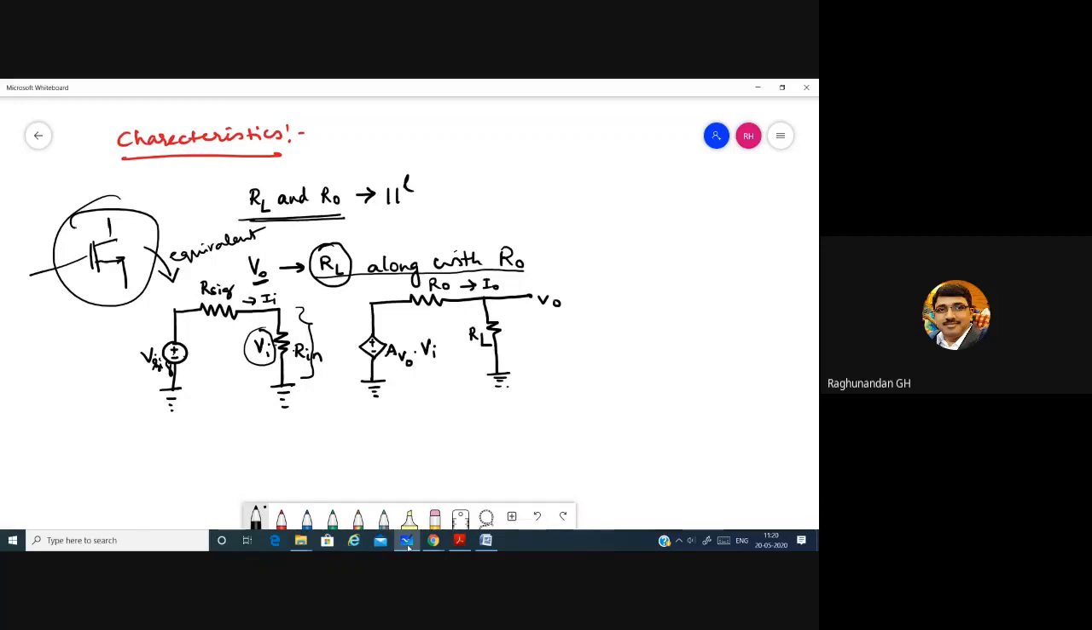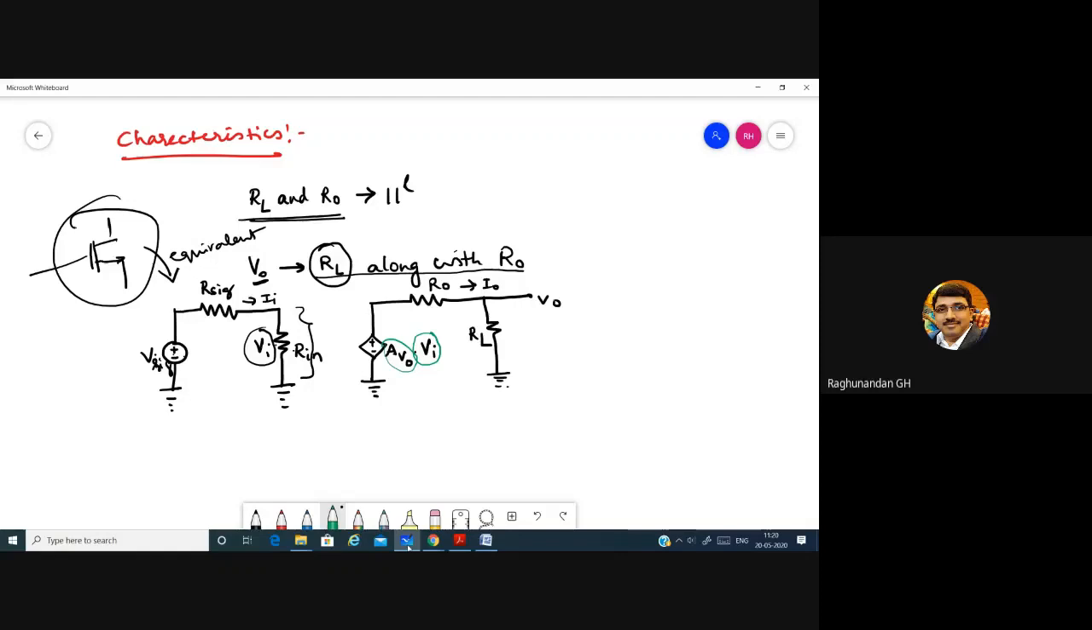And here again at the output side, we are having Av0 into Vi. So this indicates that this is a dependent source. The dependent source voltage is dependent on Vi, with some gain that it is going to add.